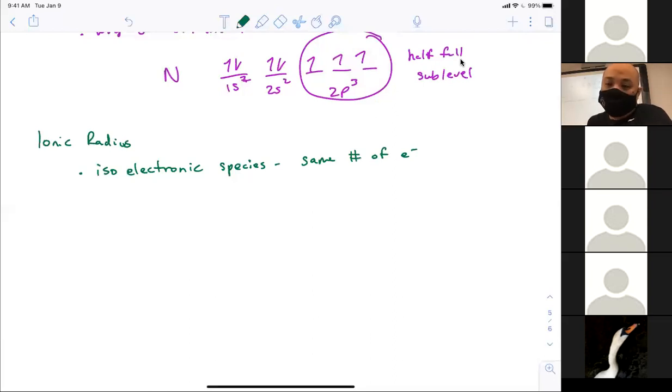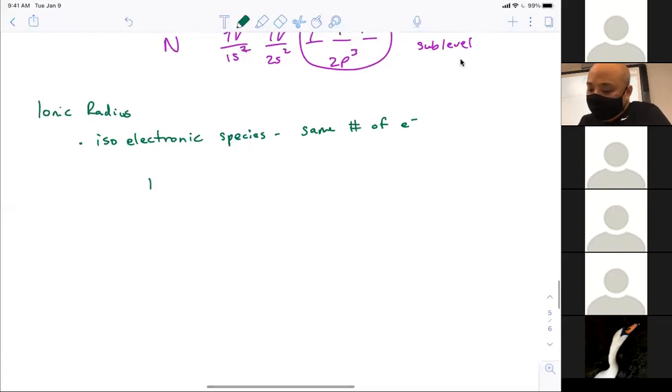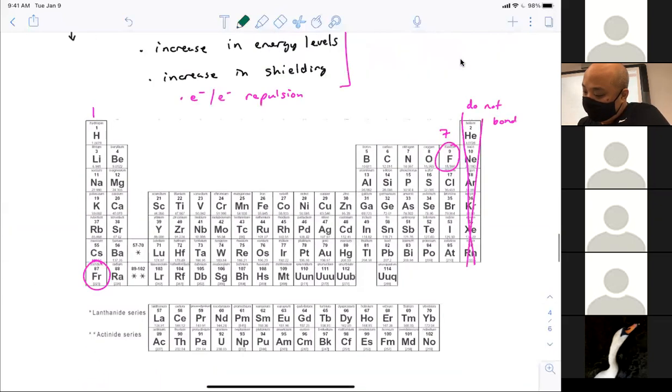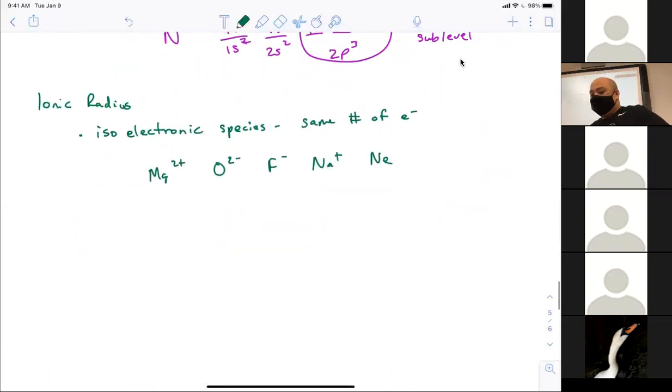And so generally when you're comparing ionic radii, you're either comparing ions or species that have the same electrons, or you're comparing an atom versus its ion. Those are really the only two. And so what you'll see is something like Mg2+, O2-, F-, Na+, and Ne. Wait, is that the same? Yeah, okay. So they'll say rank these in order of size from smallest to largest.